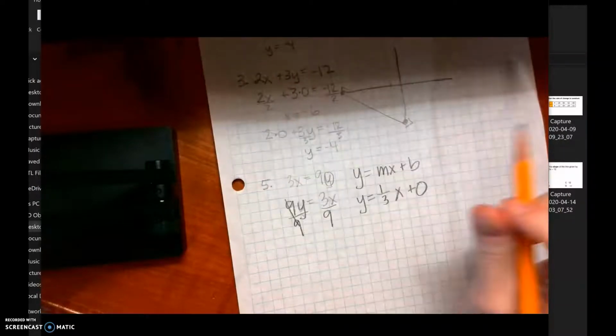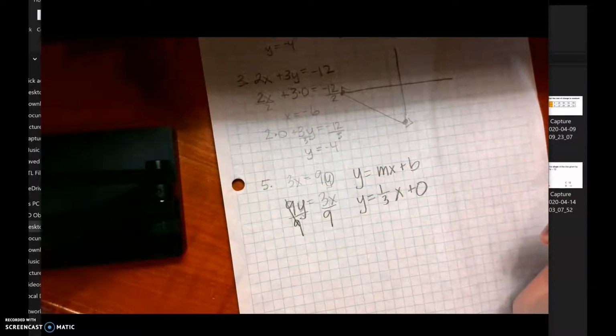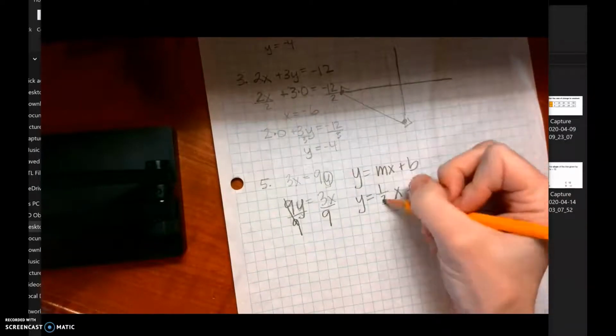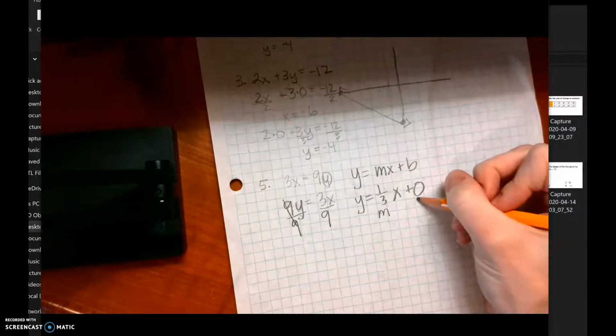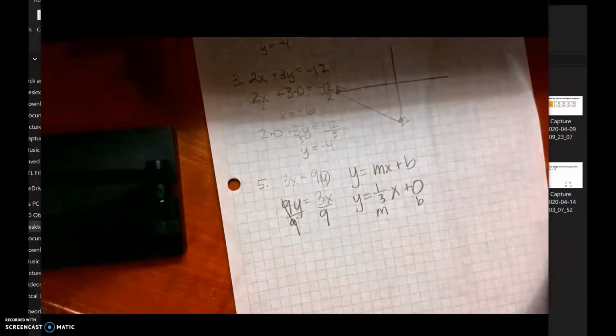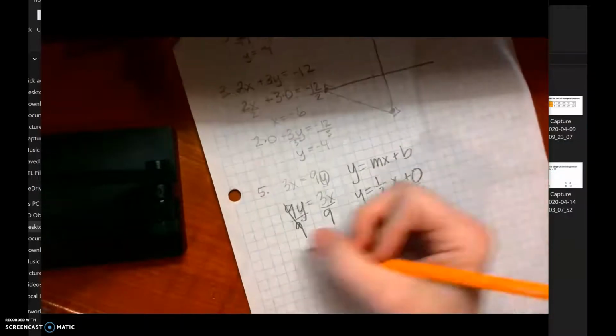Okay? It says, identify the slope and the y-intercept. Slope is m, so my slope is 1/3, and my y-intercept is b, so my y-intercept is 0. It doesn't say to graph it. Alright, number 7.